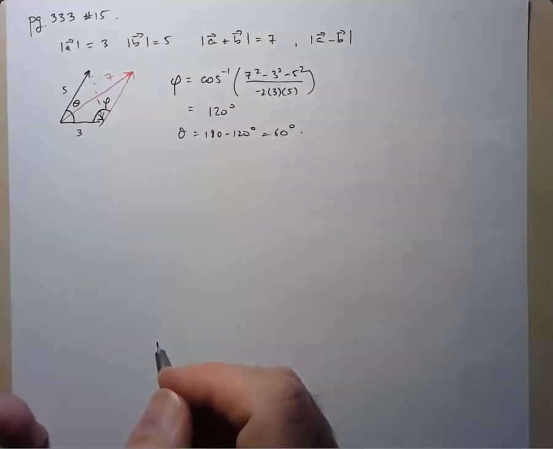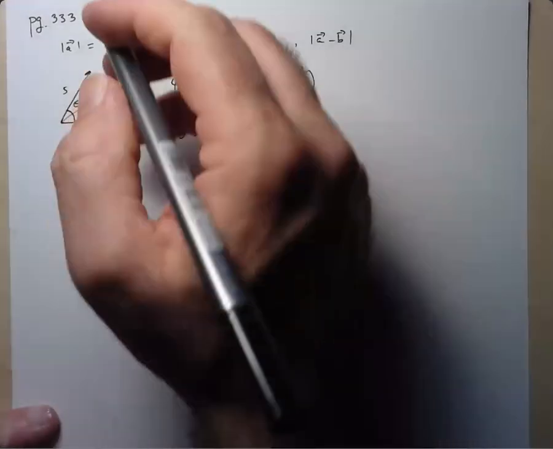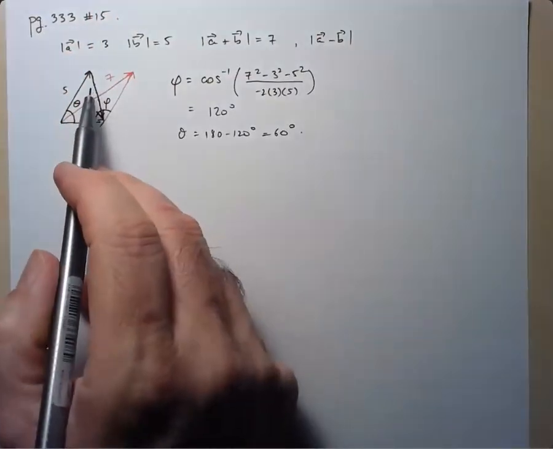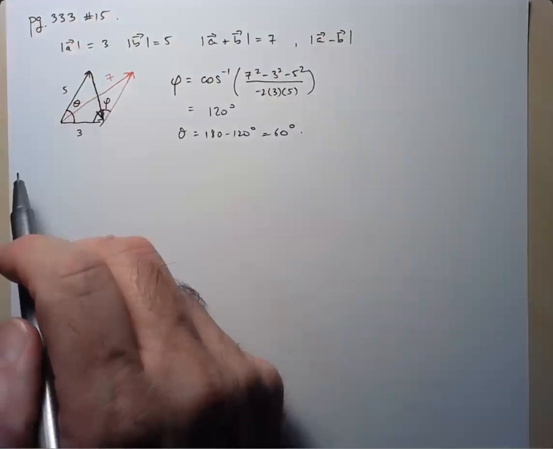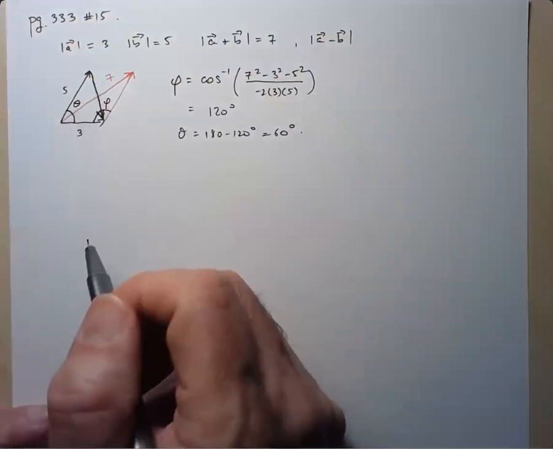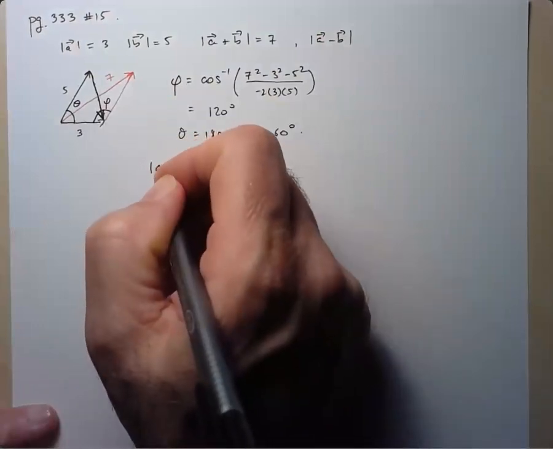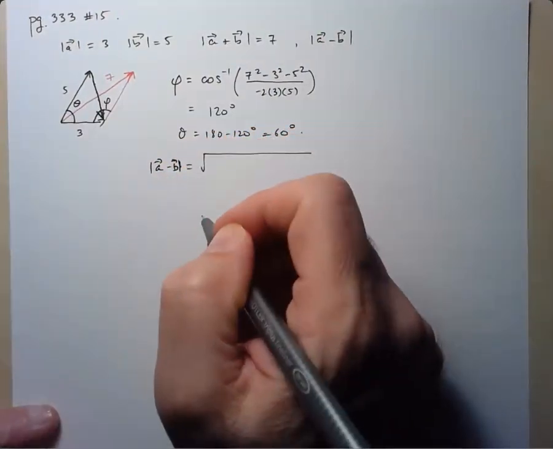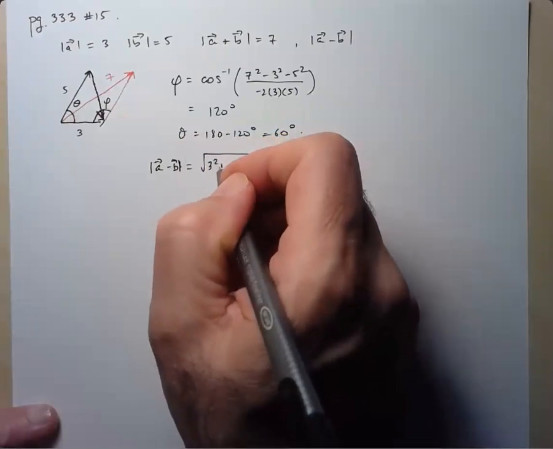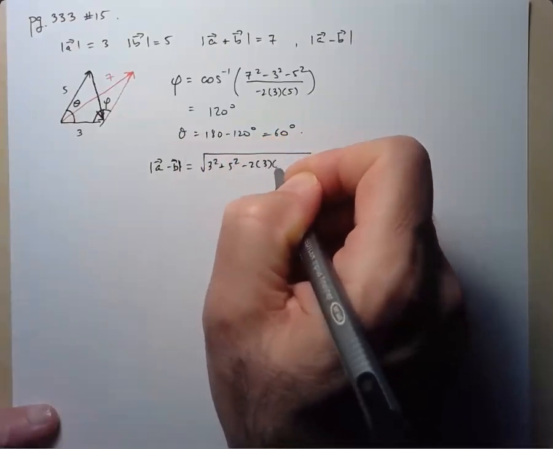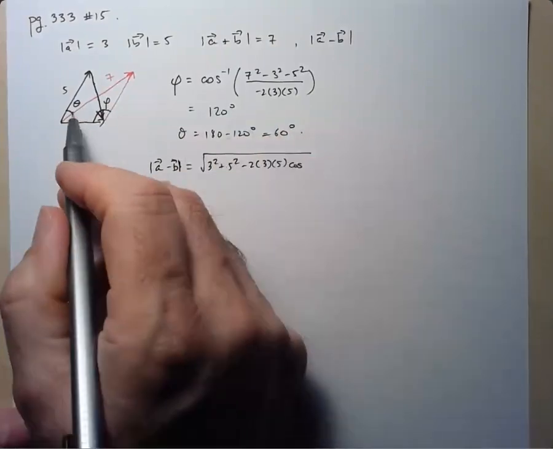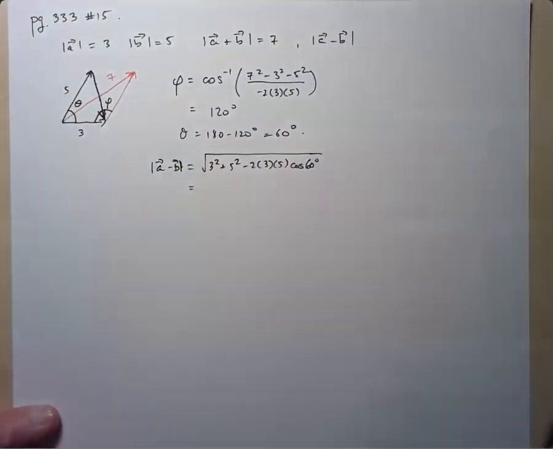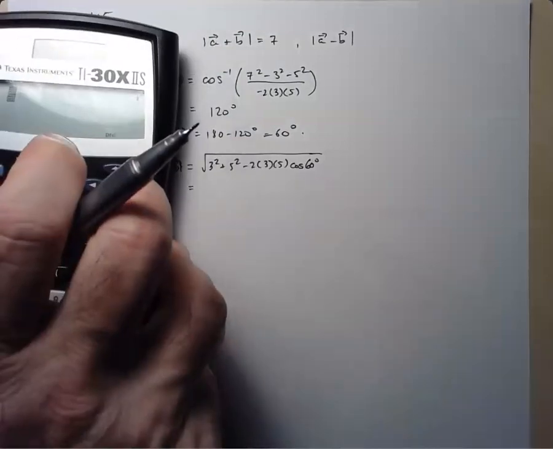Now that I've got this angle, I can solve the triangle of interest, the one that contains the subtraction. I'll use the cosine law again, except now knowing this angle theta. So the magnitude of A minus B is just going to be equal to the square root, applying the cosine law, of 3 squared plus 5 squared minus 2 times 3 times 5 times cosine of the angle between the vectors, which now I know is 60 degrees. I could probably find a more exact answer, but I'm just going to find it to 1 decimal place to keep things simple.